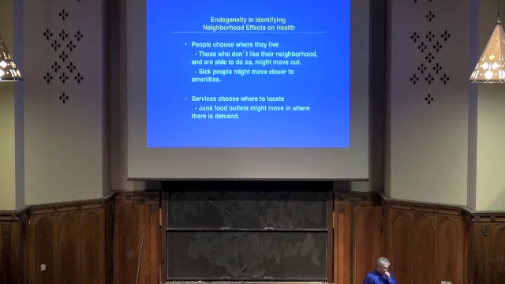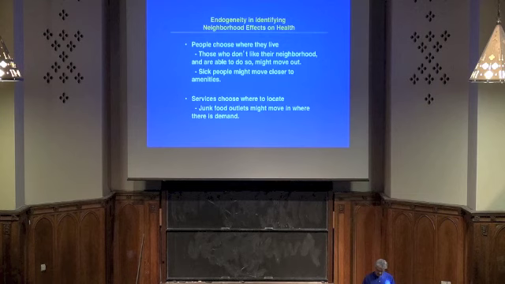And of course, services choose where to locate. So maybe junk food outlets might move in where there is demand. Maybe it's not the proximity to junk food that's causing you to want to eat more junk food and therefore be worse for it. Maybe you want a lot of junk food, and so a junk food operator knows where to open to meet his or her customer demand. So you need a certain kind of statistical approach if you're going to really understand whether neighborhoods can cause health outcomes.